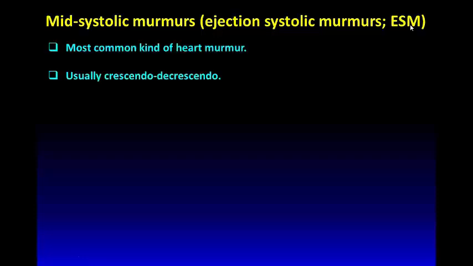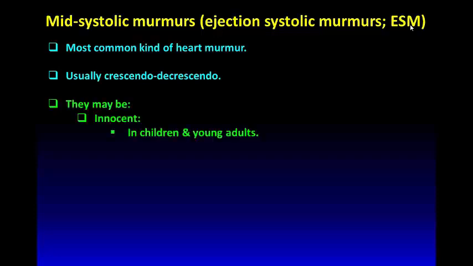So we shall now describe the mid-systolic murmurs, which are also known as the ejection systolic murmurs, ESM. These ejection systolic murmurs, the mid-systolic murmurs, are the most common kind of heart murmurs, and they usually have a crescendo-decrescendo profile, with increasing loudness, and the loudness immediately decreases.